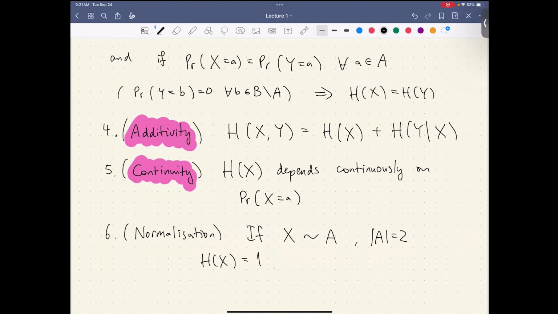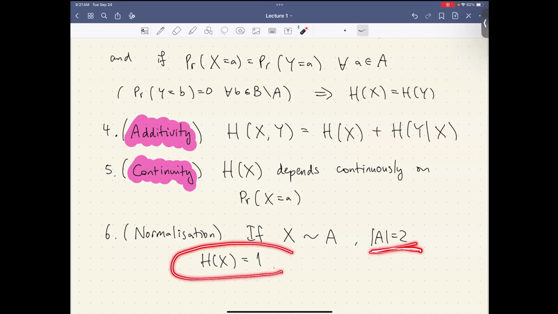This should not look so strange, because recall the coin flip. You have heads or tails, and we compute this entropy using the original formula, and the entropy is 1. Here, we just list this as an axiom, right?